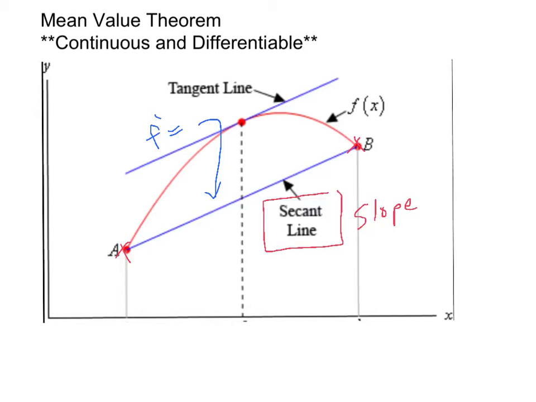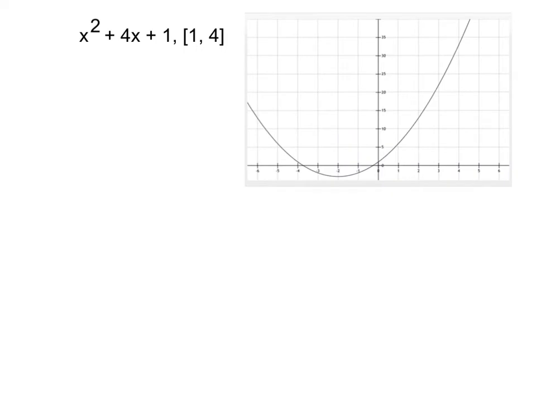Now I guess the thing to remember, of course, is that the function does need to be continuous and differentiable. So for this example, I'm going to use x squared plus 4x plus 1 on the interval from 1 to 4. Now, I hope that you recognize right away that because it's a parabola, it is continuous and differentiable. But I did throw the graph up there. So from 1 to 4, in here, it's absolutely continuous and differentiable. And we're going to try and find the spot where the tangent line and secant line have the same slope.